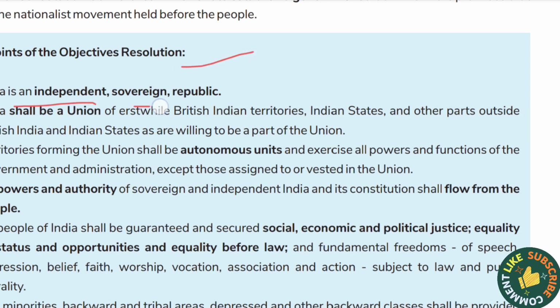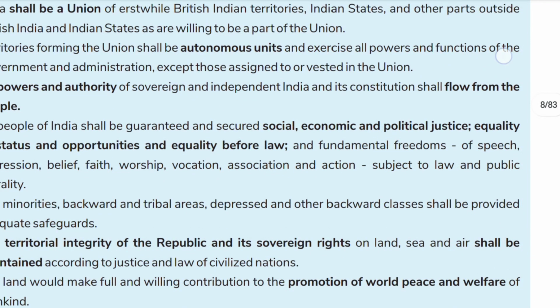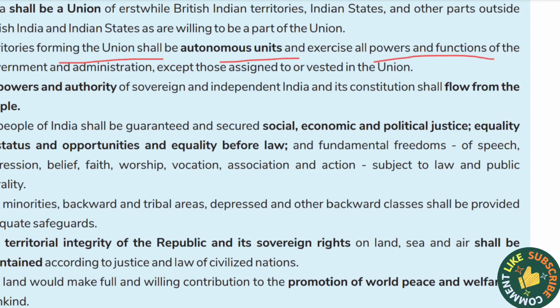India is an independent and sovereign republic, and India shall be a union of erstwhile British Indian territories, Indian states, and other parts outside British India and Indian states as are willing to be part of the union. Territories forming the union shall be autonomous units and exercise all powers and functions of the government and administration except those assigned to or vested in the union.